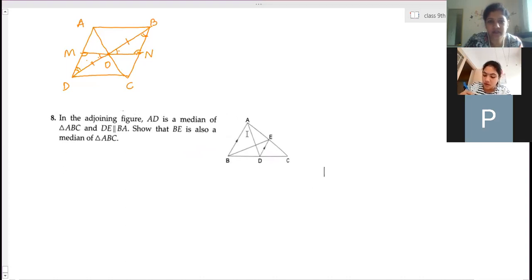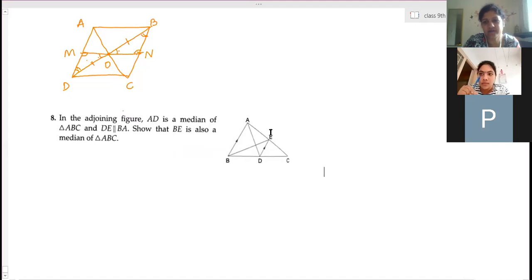AD is the median, so that means D is midpoint of BC. DE parallel to BA. Show that BE is also a median of triangle ABC. BE is median, obviously. They have given DE parallel to AB. D is the midpoint of BC. So by converse midpoint theorem, E is midpoint of AC. Therefore, BE is median.